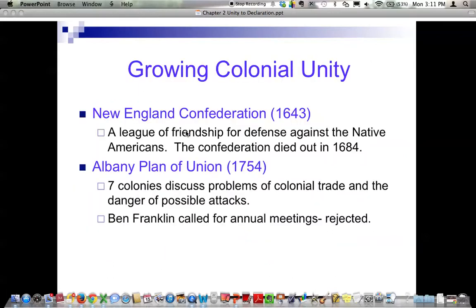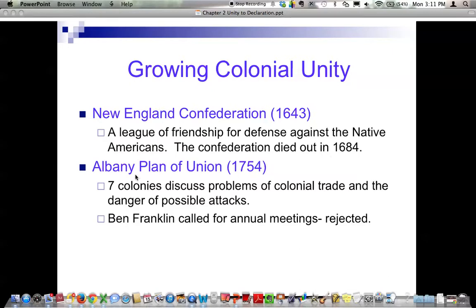Growing colonial unity. I like to look at this first one. The very first time the colonies, remember, all created independently, the first one starting in 1620, the New England Confederation. Confederation is a loose alliance of independent states. It's a league of friendship. Several colonies said, we need to get together and talk about how we will defend ourselves against the threat of the Native American tribes. The Confederation lasted for a little bit, but it died out when it no longer saw that threat. So the New England Confederation was the first attempt at the colonies to even try to come together under some coalition.